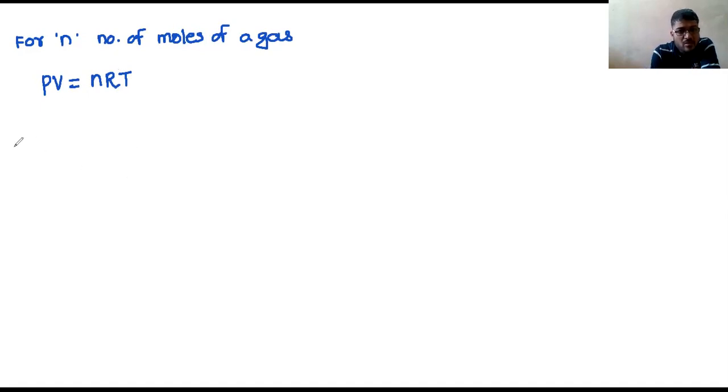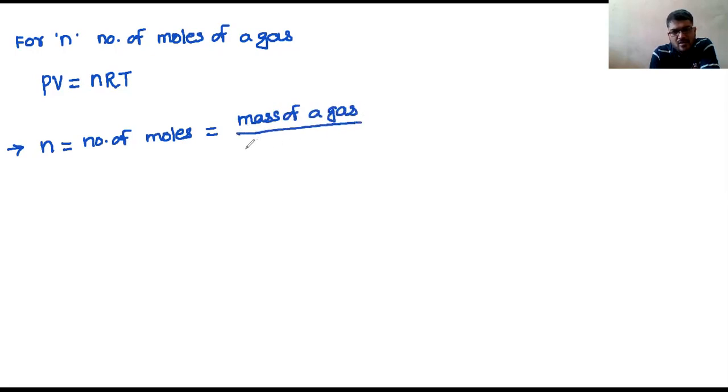So what is this number of moles? See here, n is equal to number of moles, and this is equal to mass of a gas divided by molecular weight. Understand? Keep it in mind. What does the number of moles mean? Mass of a gas divided by molecular weight. That is nothing but n is equal to small m by capital M.